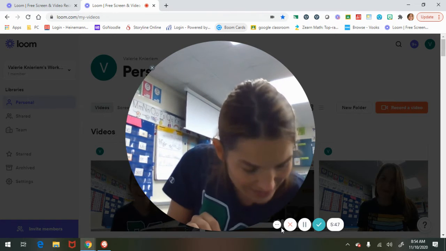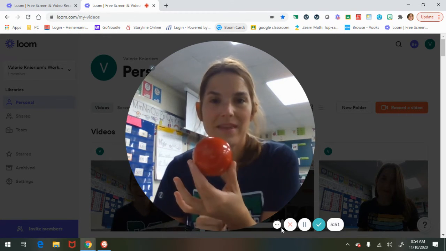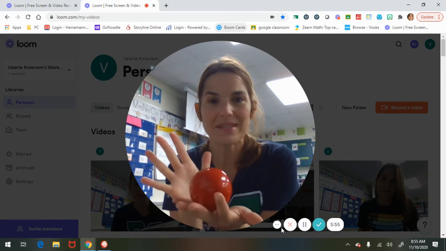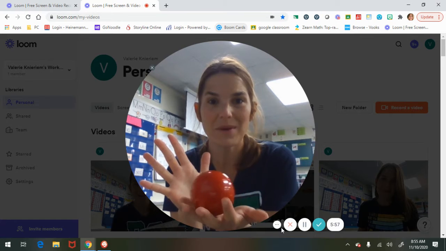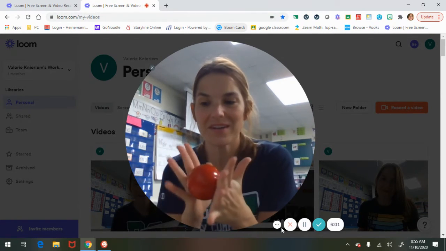All right, let's look at the sphere again. Now the sphere, it doesn't have any flat faces, does it? Because when I put it down, it rolls everywhere. So there's no flat faces on a sphere.